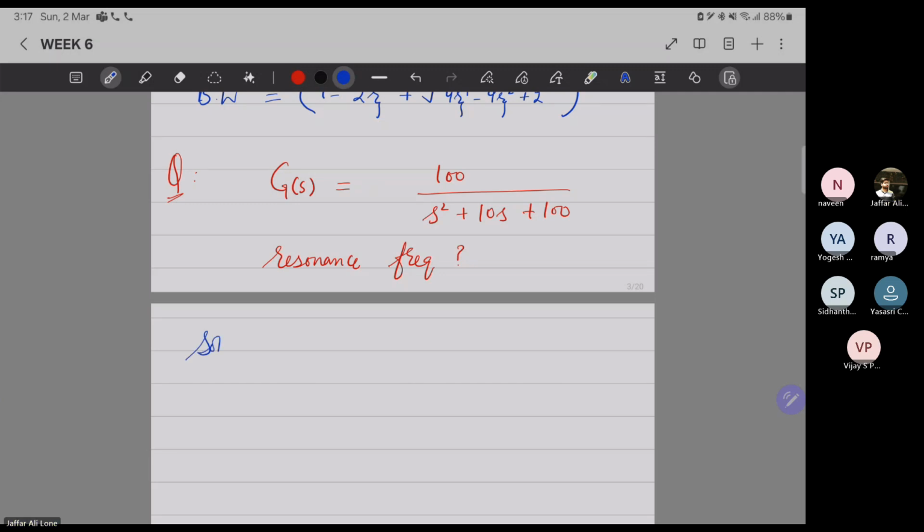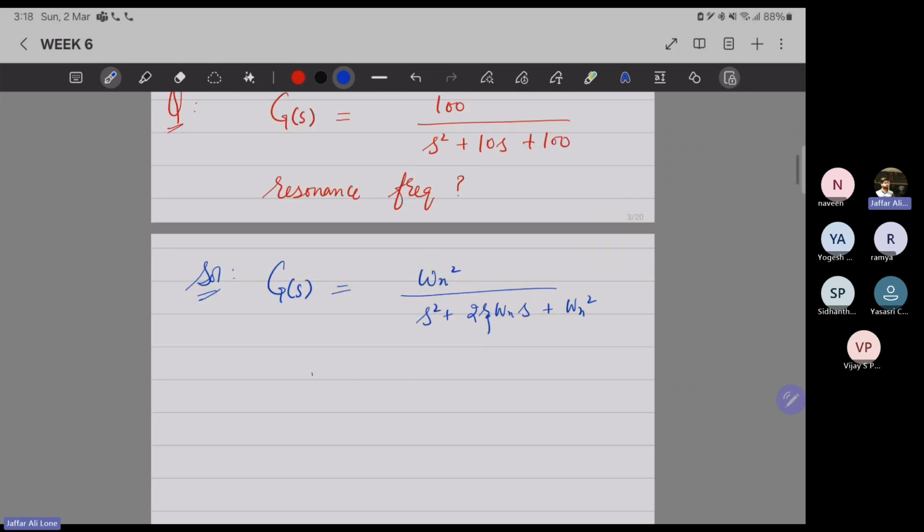Solution. We know the standard CLTF, and it's a unity feedback system, so H is 1, no need to change anything, it's already given in that form. So we write G of S as, in the case of a second order system, omega n square over S square plus 2 zeta omega n S plus omega n squared. So omega n square is 100. It means my omega n is 10.